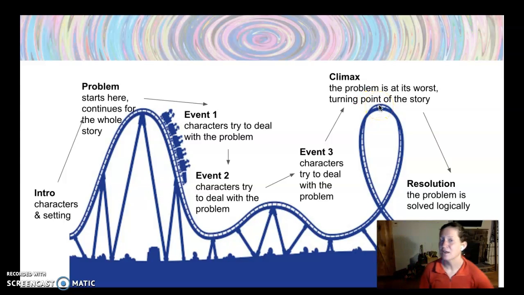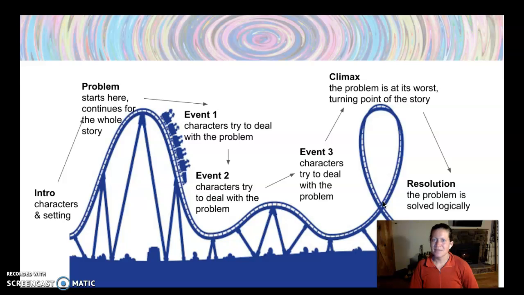It's the part where things could either go really, really badly and the characters suffer, or they could figure it out. And in my story, they're going to figure it out. There's a resolution. The problem is solved logically.